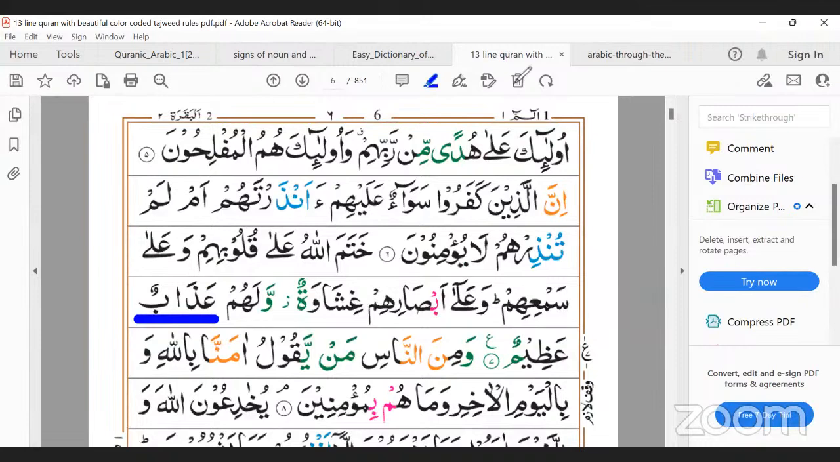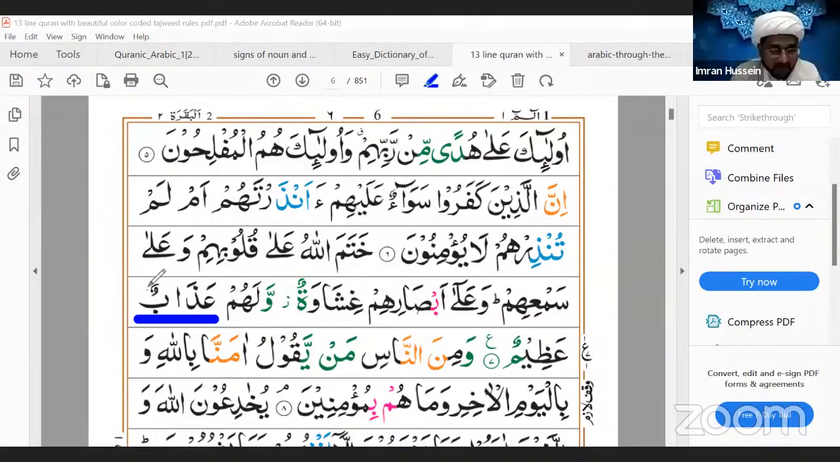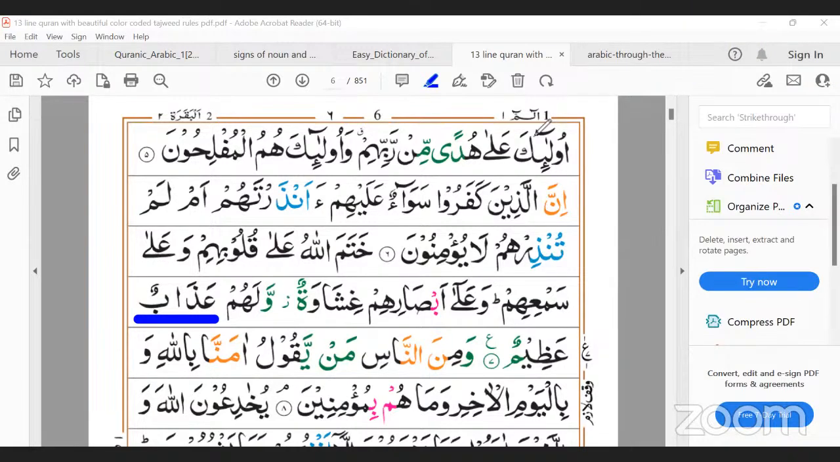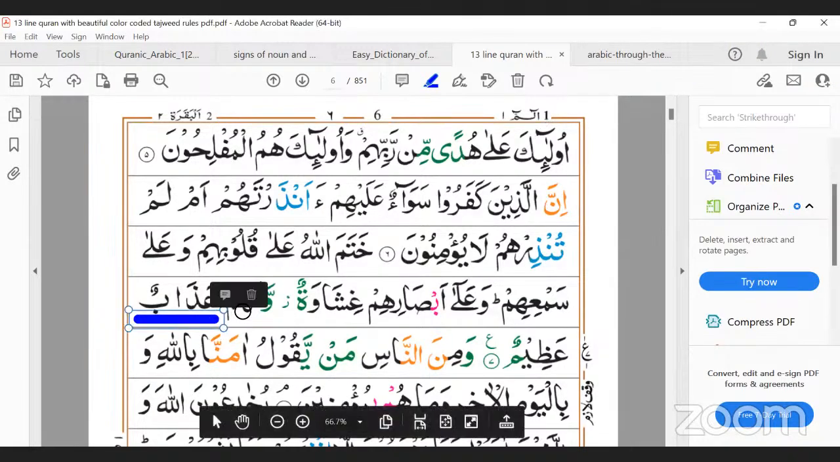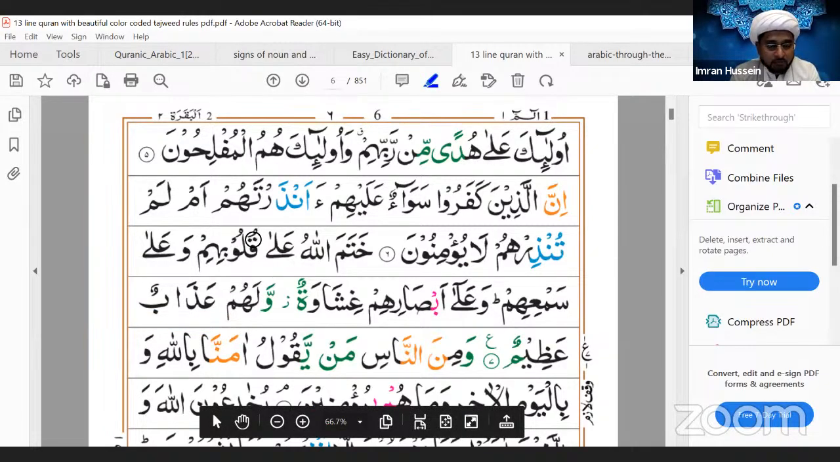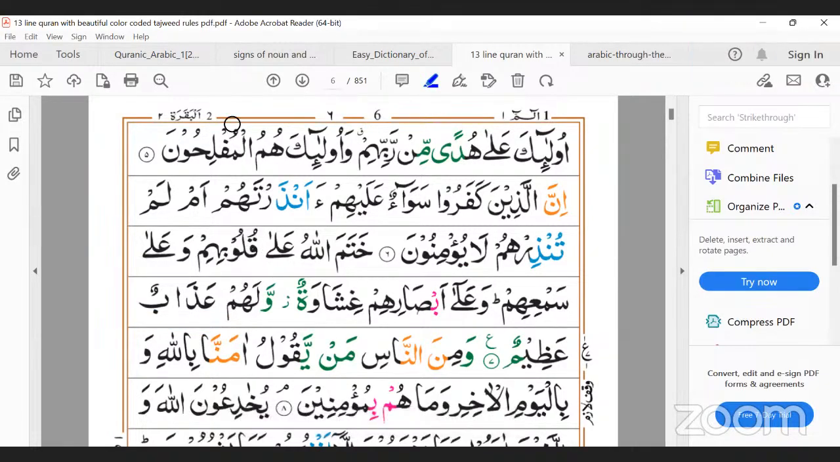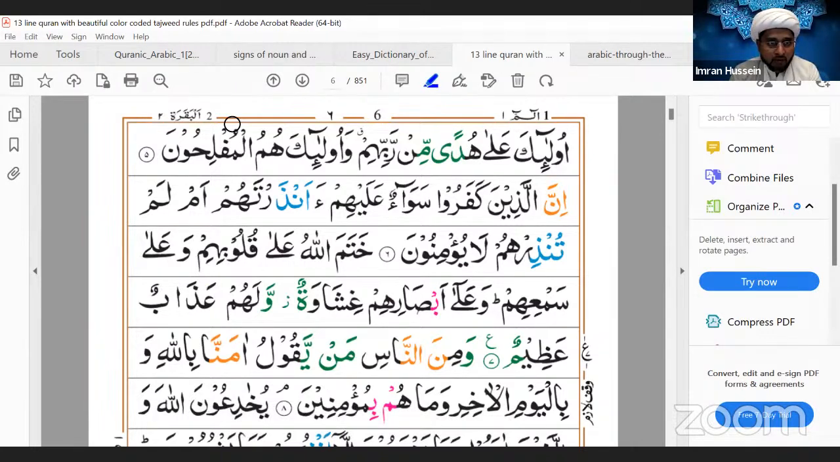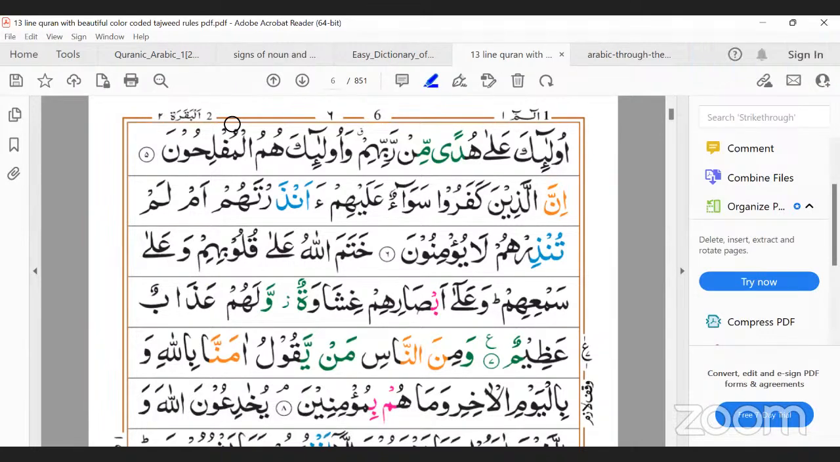What can you see here, sister? Adhabun ends with tanween, dhamma tanween. Exactly. This dhamma tanween is the point which I wanted to highlight. So whenever you see a dhamma tanween on any word, immediately you will understand that this word is a noun, not a verb. A verb will never take dhamma tanween. That's the third point.